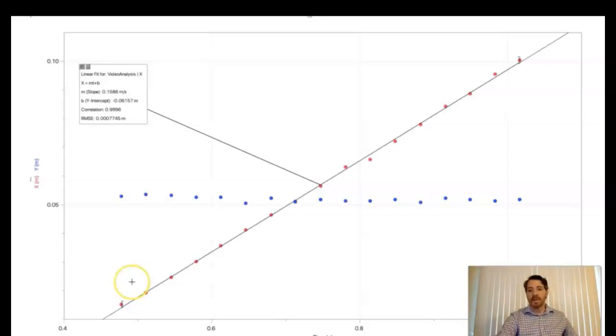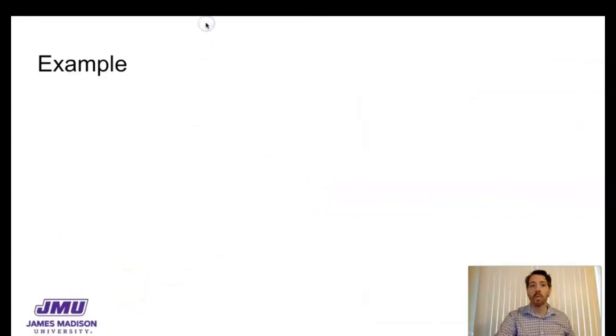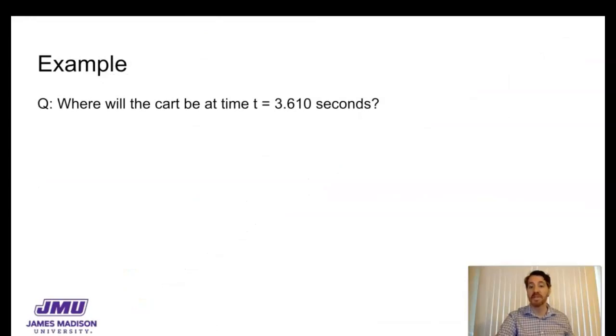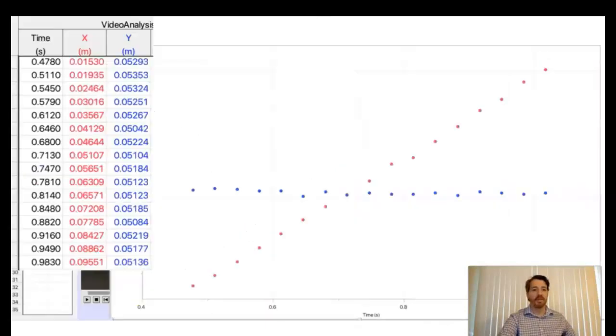Well, so what that we made a data table and a graph? Is that really that interesting? And the answer is this is useful to us because we can use it to make predictions about things like, where will the cart be at 3.60 seconds or 3.610 seconds. That was not on my data table. Let me back up and show you. I didn't go as far as 3.610 seconds, so I can't just read that off the graph.